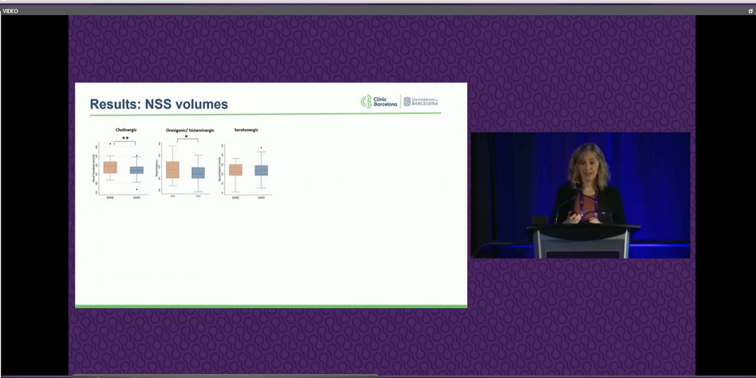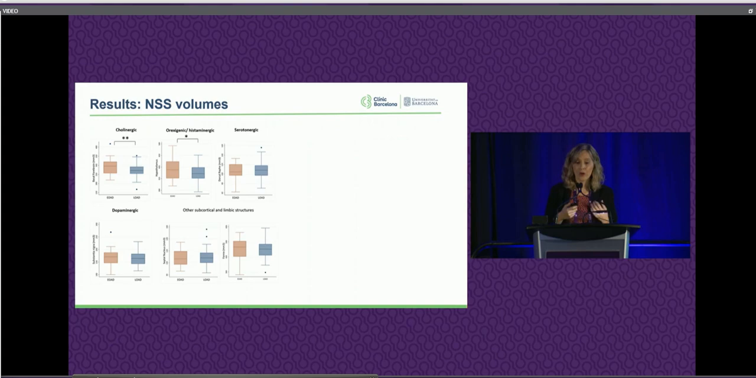On the other hand, a similar result was found with the hypothalamus, including the orexigenic and histaminergic nuclei, that was more preserved in early onset compared to late onset. We didn't find any statistically significant differences with the dorsal raphe or other nuclei, such as the substantia nigra or other limbic structures that were added as a way of control.